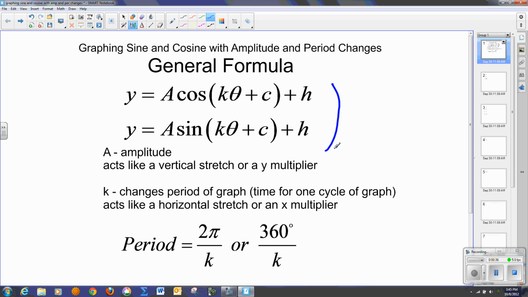Now the h and k are a little bit different than the h and k in our previous formulas because they're situated differently, obviously. Again, today we're only going to look at the amplitude and the period changes. So as you look, A reflects what's called the amplitude. It acts kind of like a vertical stretch. It multiplies all the y values. K has to deal with the horizontal stretch, all right? And it deals with the period of the function, or how long it takes for one cycle of that graph to repeat. The period itself is equal to 2 pi over k, or since we haven't gotten into radians yet, 360 degrees over k. Actually, we have gotten into radians.